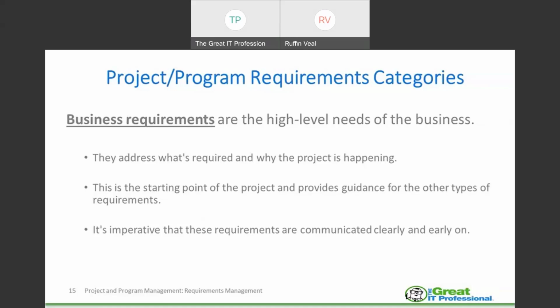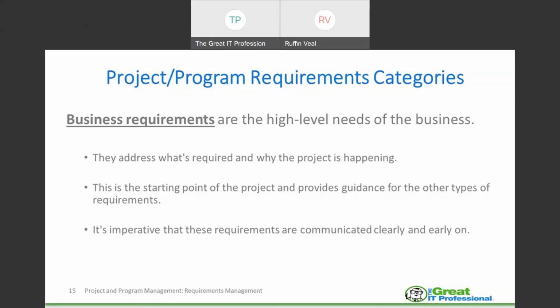If you look at the business requirements, as I said, these requirements are initiatives from executive management within an organization. They come from the top down, and they are associated with the needs of the business. Remember, projects are strategic initiatives, and businesses would not fund and promote and require projects if they didn't meet business needs, if they weren't initiatives that the organization felt were in their best interest. So all of those requirements are coming from the top down, and they address what's required and why the project is happening. It's important to notice also that these requirements are communicated clearly and early on.